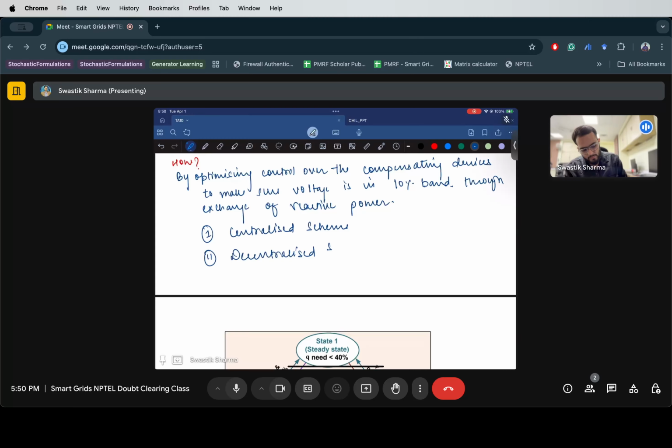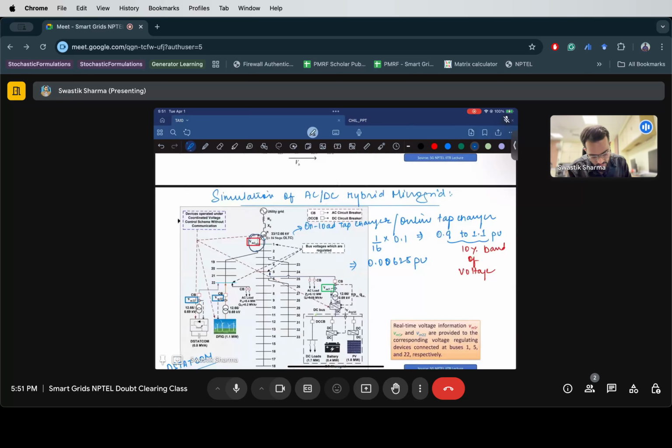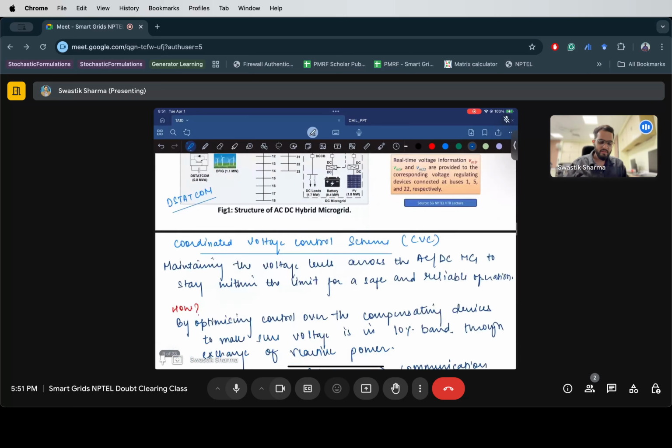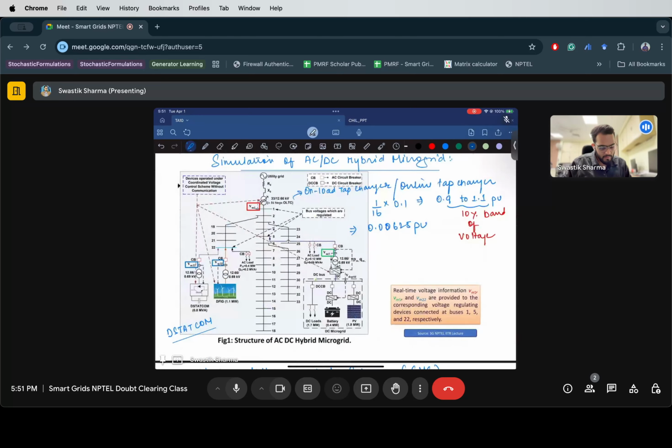In centralized, there is a central operator which controls each device based on global variables, so it requires communication. In decentralized, we can control each device based on the local variables that they are witnessing, so it requires no communication. As you can see in the figure, VM1, VM22, and VM5 are all trying to control their respective bus voltages so that the total voltage across the AC/DC microgrid stays within the level by just controlling the corresponding buses.